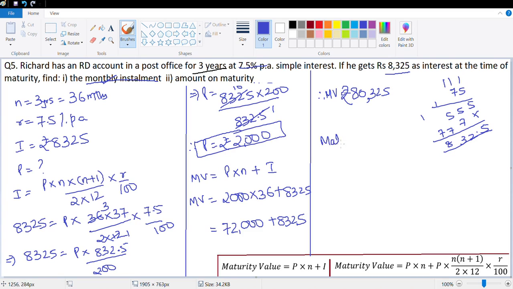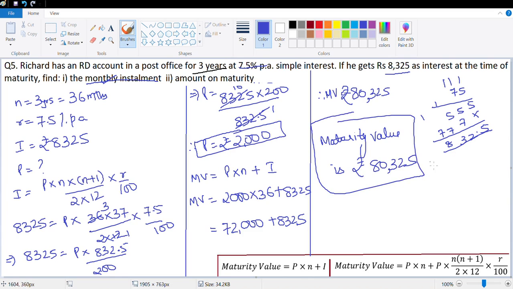So let me just put the same sign. So maturity value is rupees 80,325. That's the final answer. Let's look at the next question.